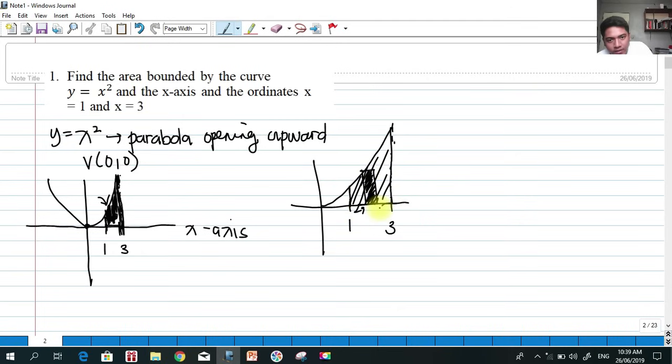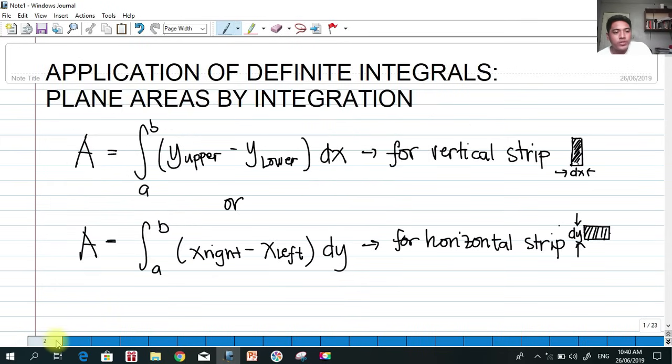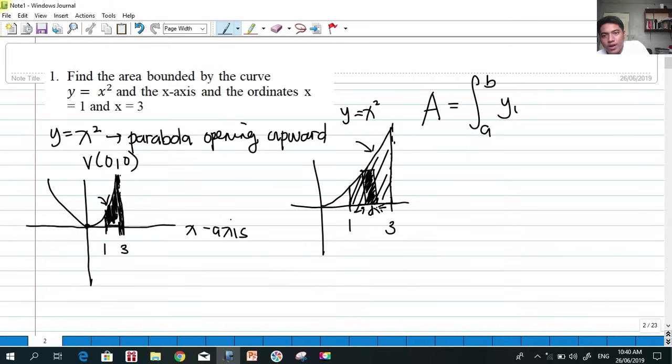That vertical strip has a width of dx. So this will now be our y equals x squared. Okay? So the formula again, when we use the vertical strip, is area equals the integral from a to b. So again, what's the formula? y upper minus y lower dx. Okay. So we have now this.